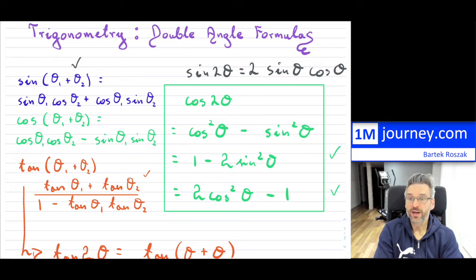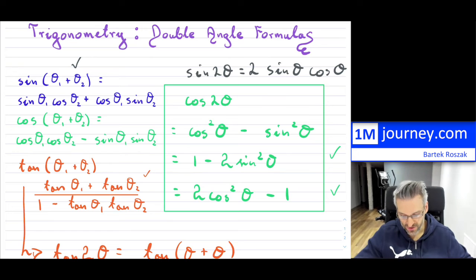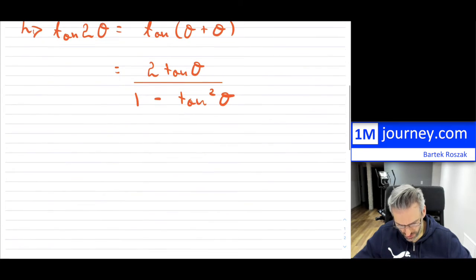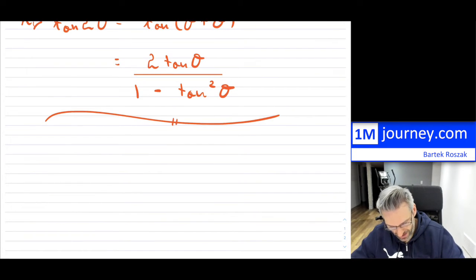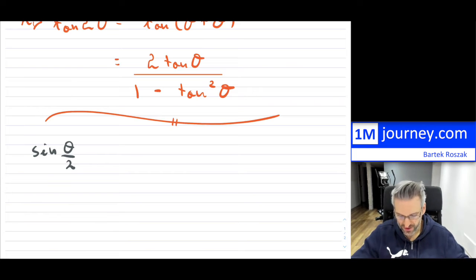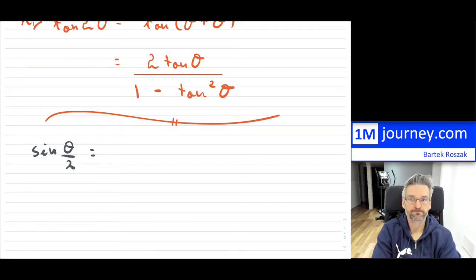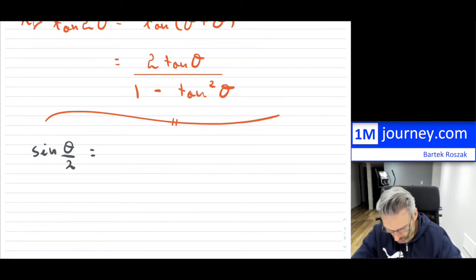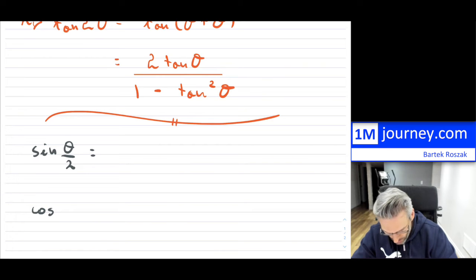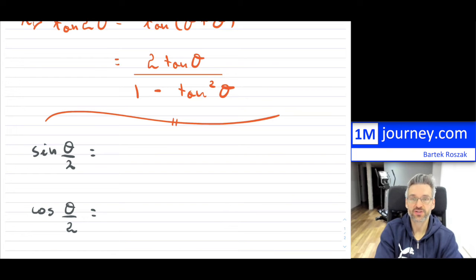Now, to end off this video, one of the applications from knowing the double angle is that sometimes you may be asked, for instance, what is sine of theta over 2? What if you wanted to know if there's some kind of formula for this? Or you may also be asked, what is cos theta over 2? So that's another one that you would have.